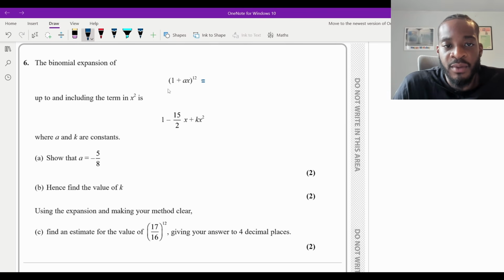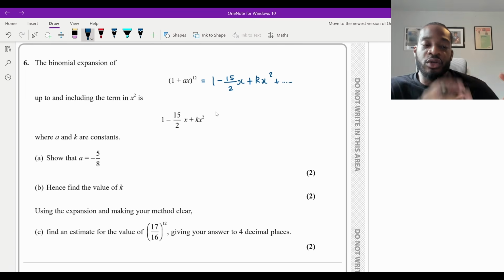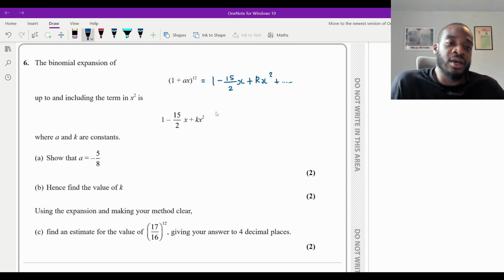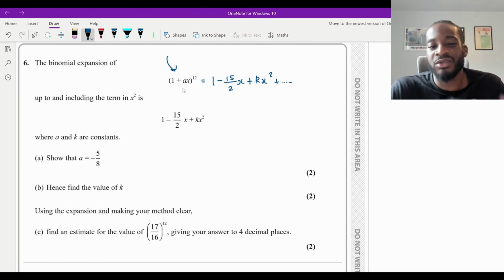So what I like to do is make this equal to what they've told us it is: 1 minus 15 over 2 x plus kx squared, up to and including the x squared term. Now, because these are the same thing up to the x squared term, I want to use the binomial expansion formula to get the expansion for this, and then equate it to the one on the right. Then you're just going to compare coefficients to figure out what a is for part A and then k in part B. So it's very, very straightforward. So let's do that here.